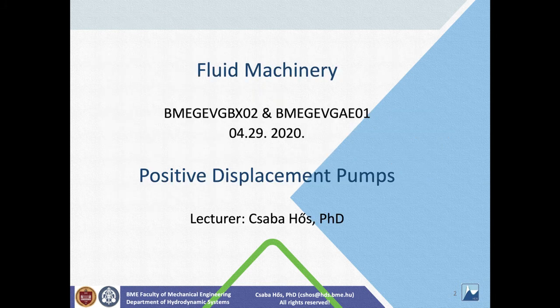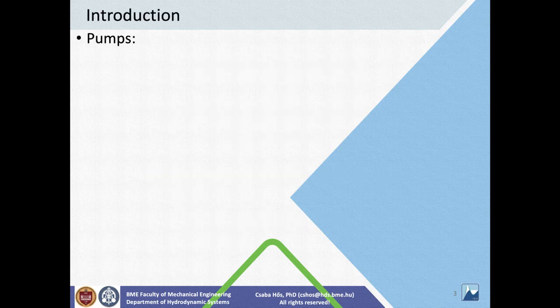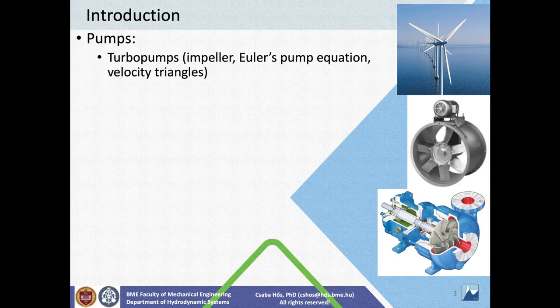Okay, hello everyone, this is Fluid Machinery, and this lecture is about positive displacement pumps. When we started this whole course, I said that there are two huge families of pumps, one of them being the so-called turbo pumps. They have impellers, like the blades of this wind turbine, or the blades of this axial fan, or the impeller of this pump. Their operation is described by Euler's pump equation, and they are described by velocity triangles.